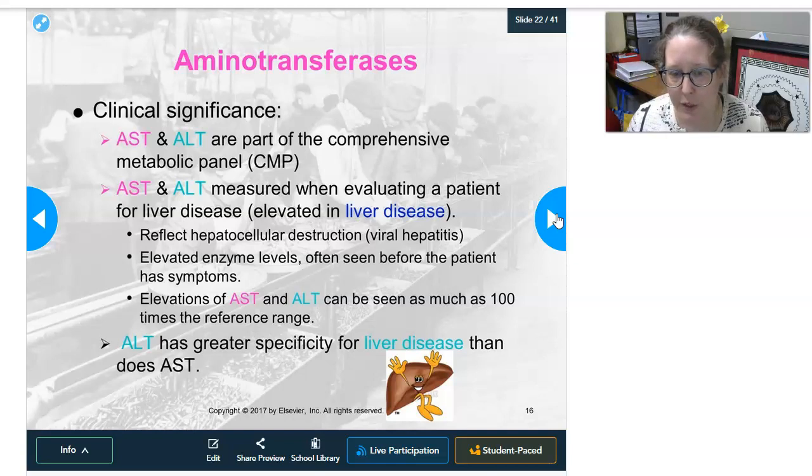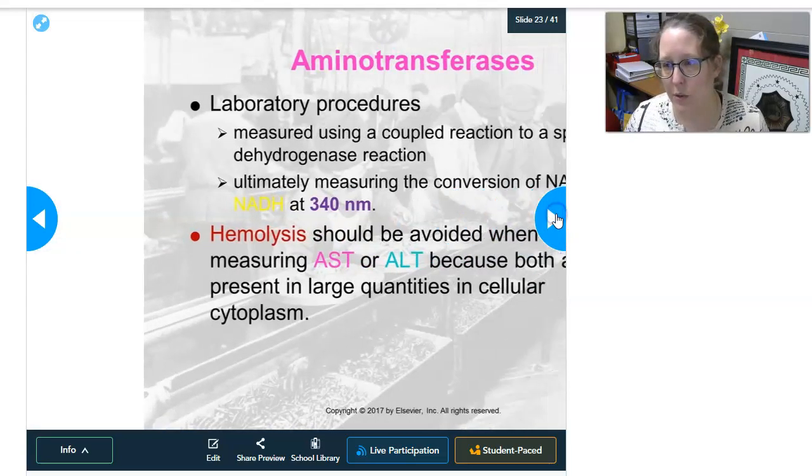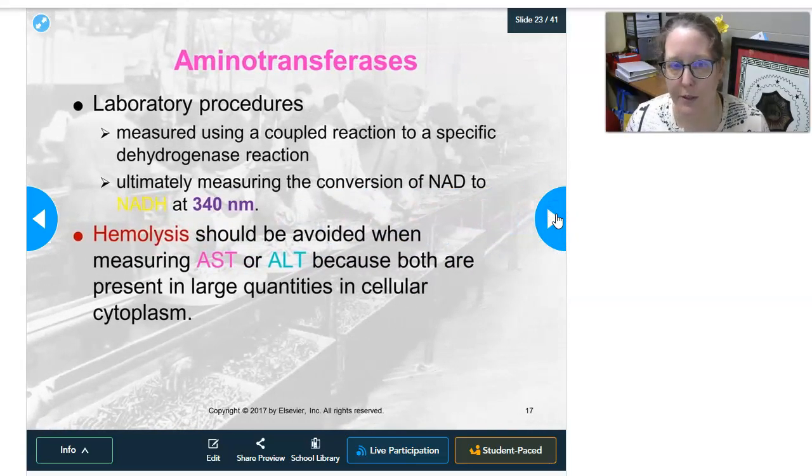ALT does have a greater specificity for liver disease than does AST. As we saw, ALT is mainly present in liver and some in the kidneys, whereas AST is in a lot of other places. So we generally do them together. If the ALT is elevated, you can pretty much bank that you're having an issue in the liver, unless you know this is a known renal patient.